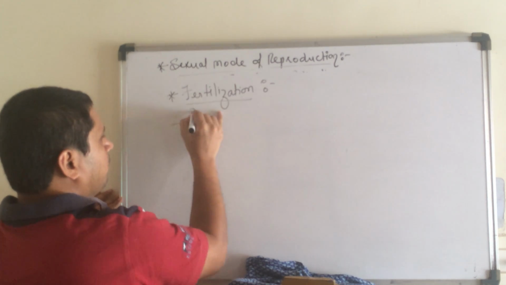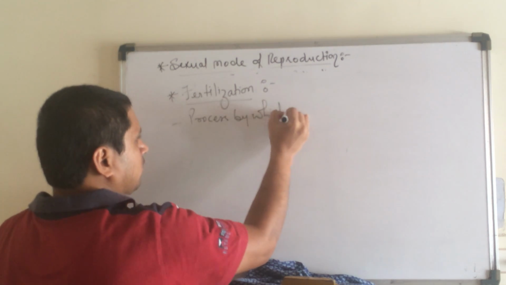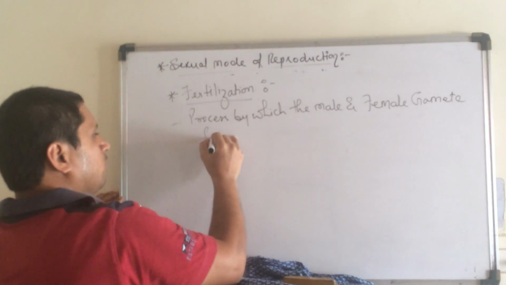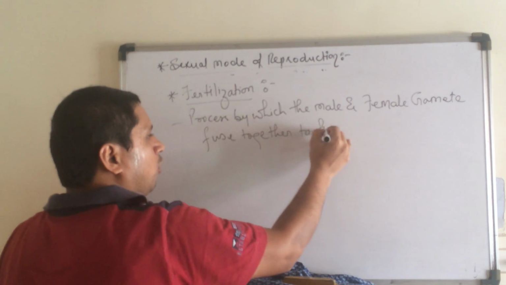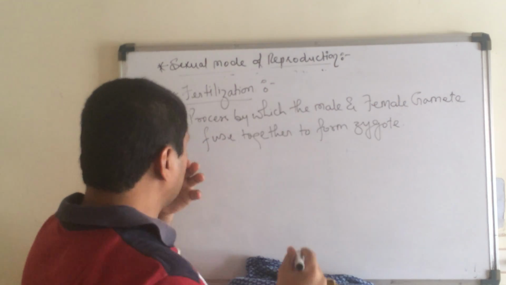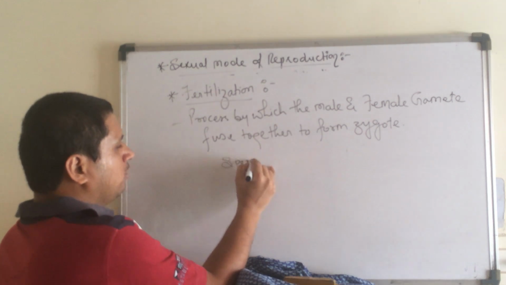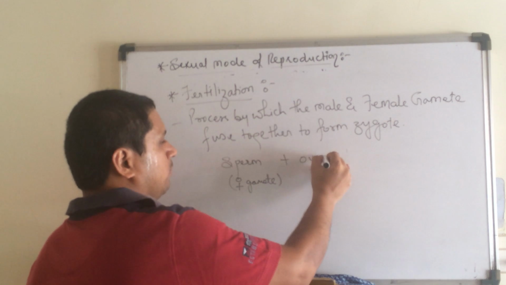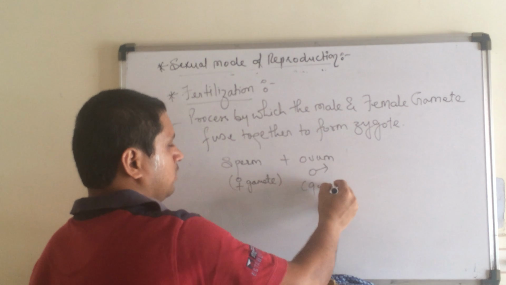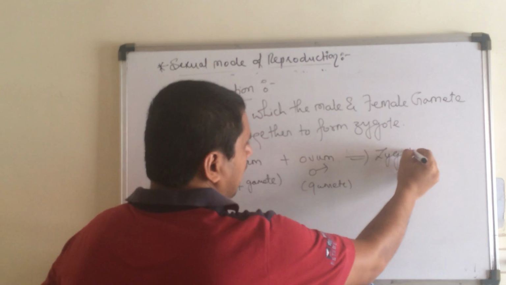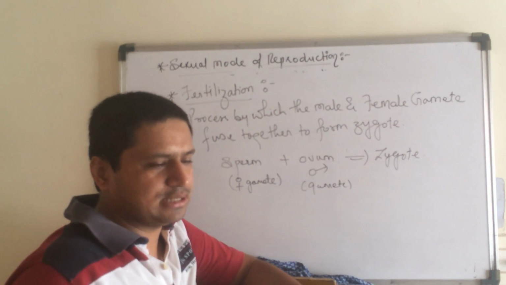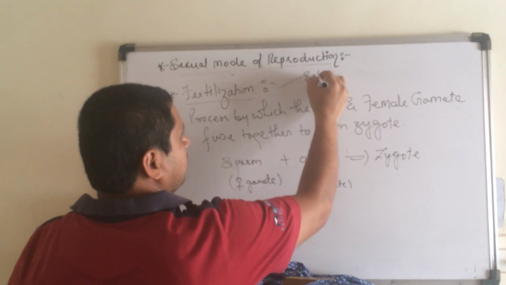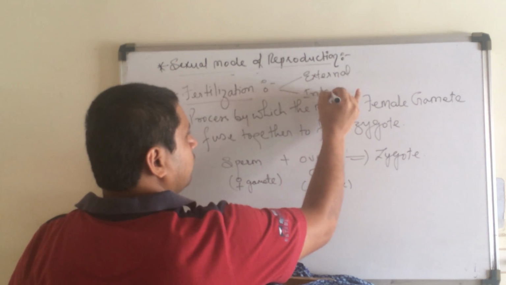Now fertilization means the process by which male and female gametes fuse together to form the zygote. It is known as what, children? Fertilization. Now the male gamete, the sperm, plus the ovum, the female gamete. When they fuse together, they form what, children? Zygote. Now in animals like the crocodile and turtles, the fertilization that takes place is external fertilization. So fertilization can be divided into two categories, external fertilization and internal fertilization.